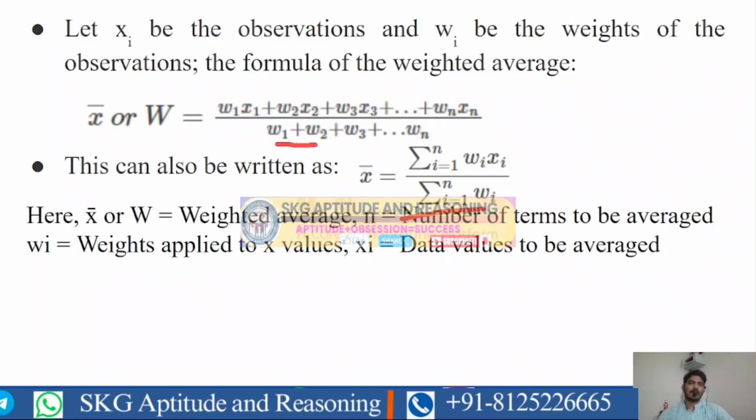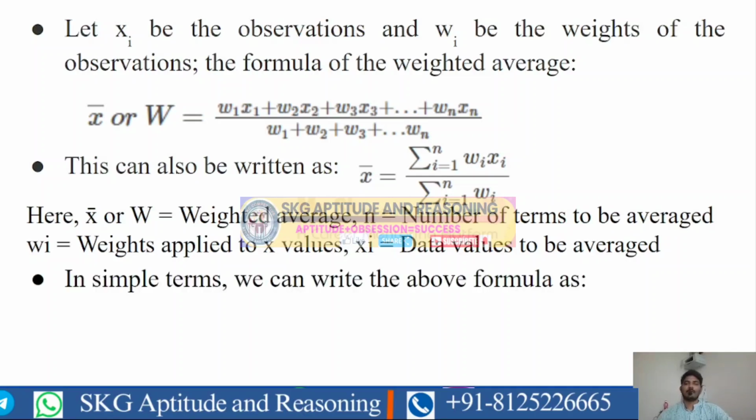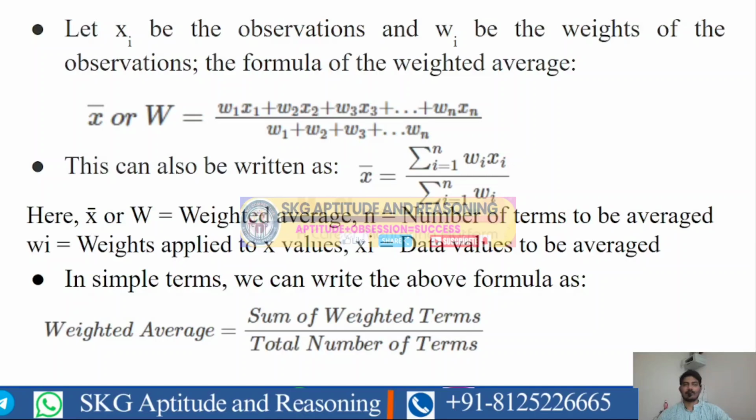In simple terms, here x bar represents the weighted average, n represents the total number of observations, w represents the weights applied to each value of x, and xi represents the data assigned to each value. In simple terms, we can write this formula as: weighted average is equal to the sum of weighted terms divided by the total number of terms.